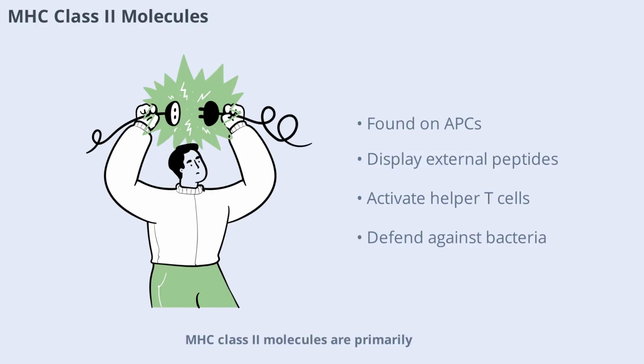MHC class II molecules are primarily found on antigen-presenting cells like dendritic cells, macrophages, and B cells. They specialize in presenting peptides from external sources such as bacteria or toxins. When helper T cells recognize these peptides, they become activated and help orchestrate the immune response, including stimulating B cells to produce antibodies and activating other immune cells. This pathway is essential for defending against extracellular pathogens.